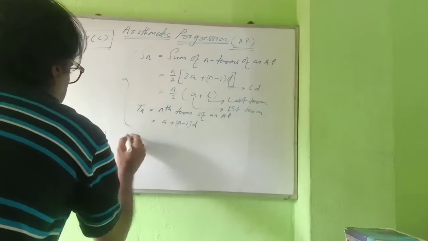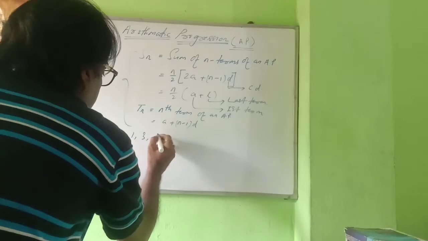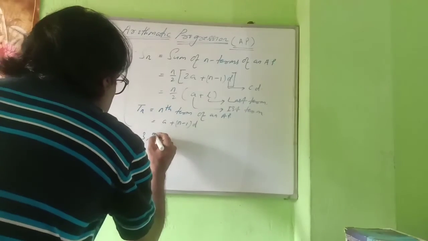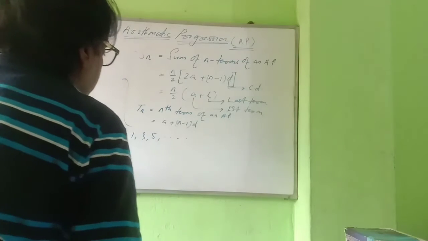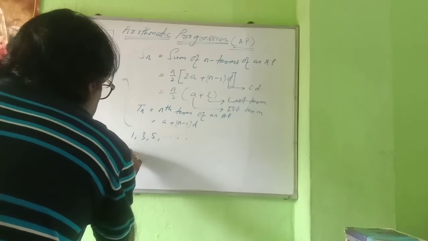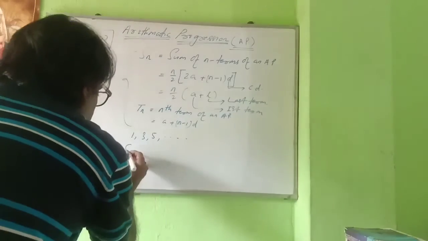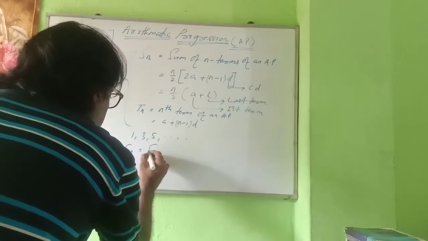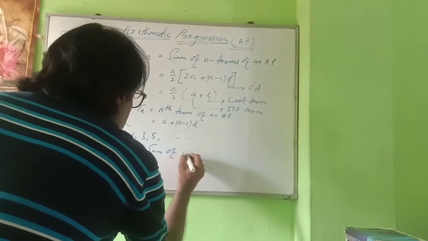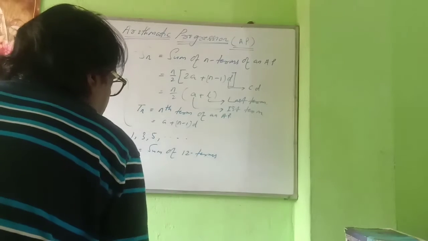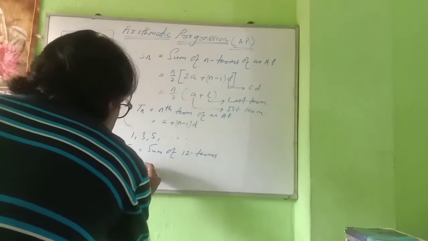first part. The series given is 1, 3, 5. You have to find the sum of 12 terms. S12 means the sum of 12 terms, so here n is equal to 12, and a is equal to how much?